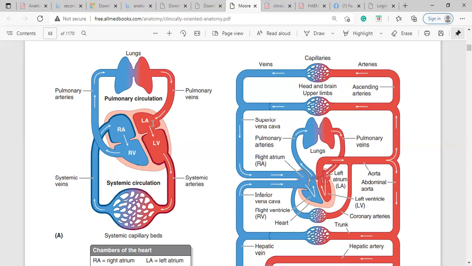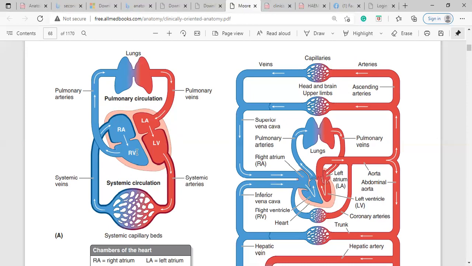So if you are asked in an exam, what are the chambers of the heart, or what are the receiving chambers of the heart? They are the atria, the right atrium and the left atrium. They receive blood. Then if you are asked what are the chambers of the heart that pump blood out of the heart, they are the right ventricle and the left ventricle.